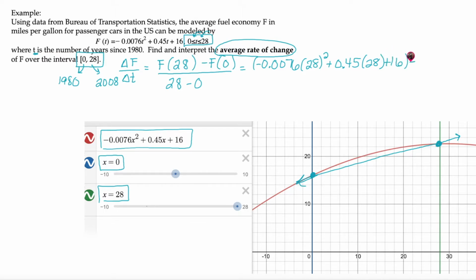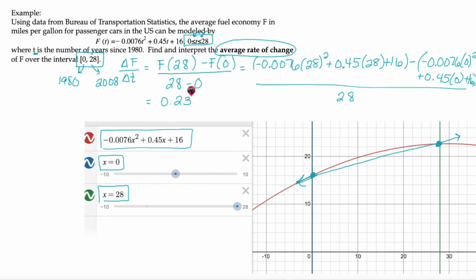Substituting in wherever I saw t, I substituted in 28 minus, and this is a nice one because there's a lot of zeros, times 0 squared plus 0.45 times 0, which is 0, plus 16. And this is all over 28 minus 0, which is 28. Utilizing a calculator then, the change in F, so the change in the fuel economy over the change in the number of years, is a pretty interesting decimal, 0.2372. So that's our slope.